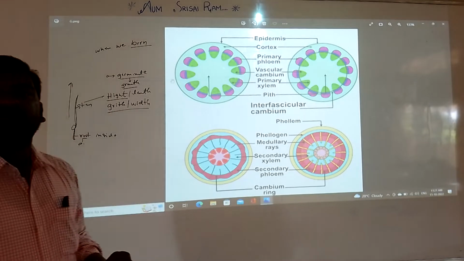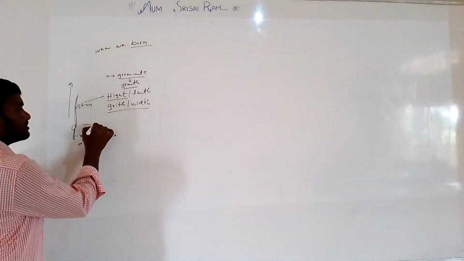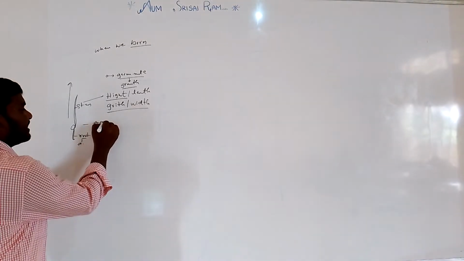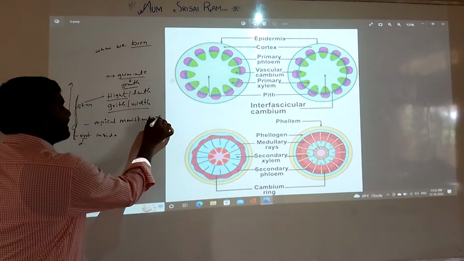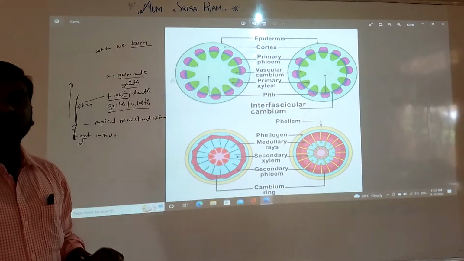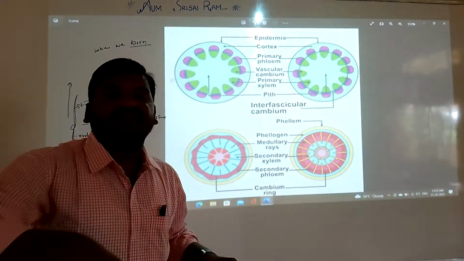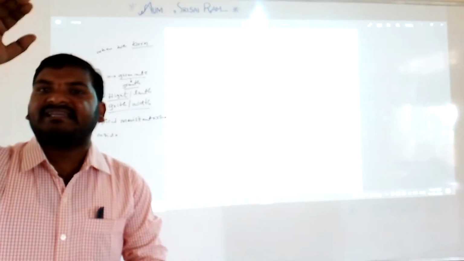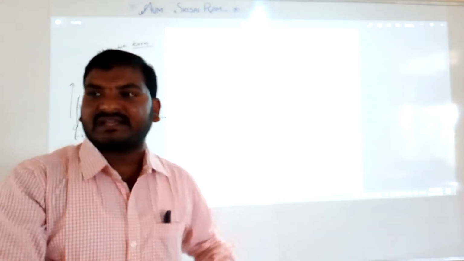The length of the plant is increased by a tissue. What is the tissue? Apical meristematic tissue. The apical meristematic tissue is responsible for the growth of the height or length. You observe whatever plants are outside, in our surroundings or at our home, the plant will grow in height. A simple example I can tell you: some flower plants are growing at our home.